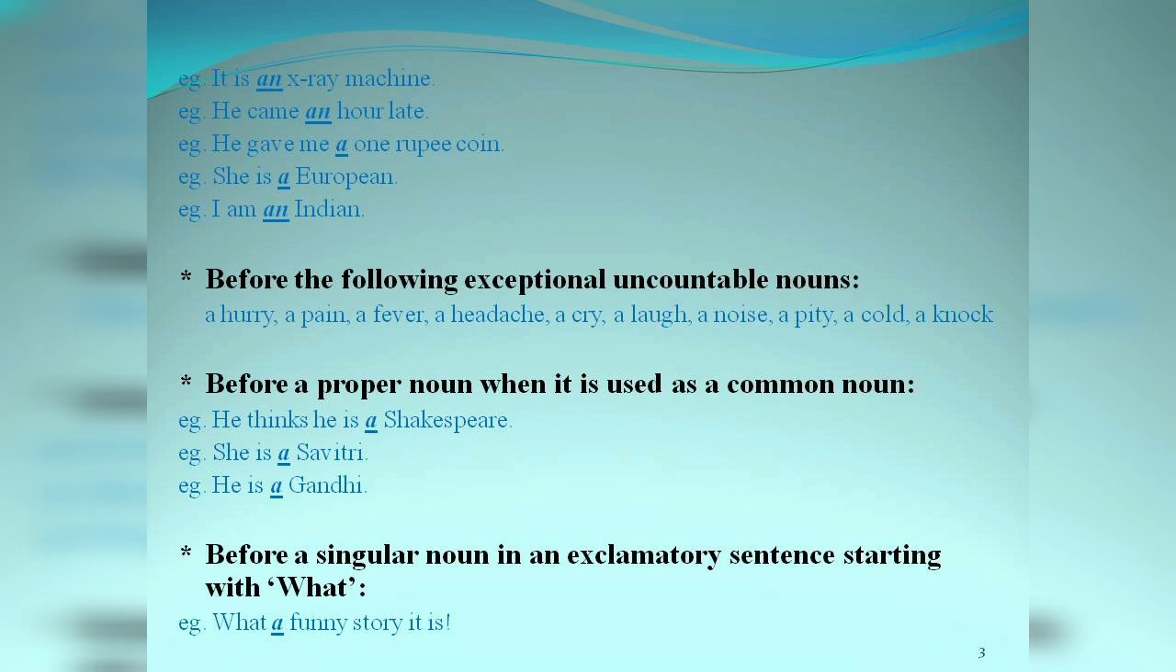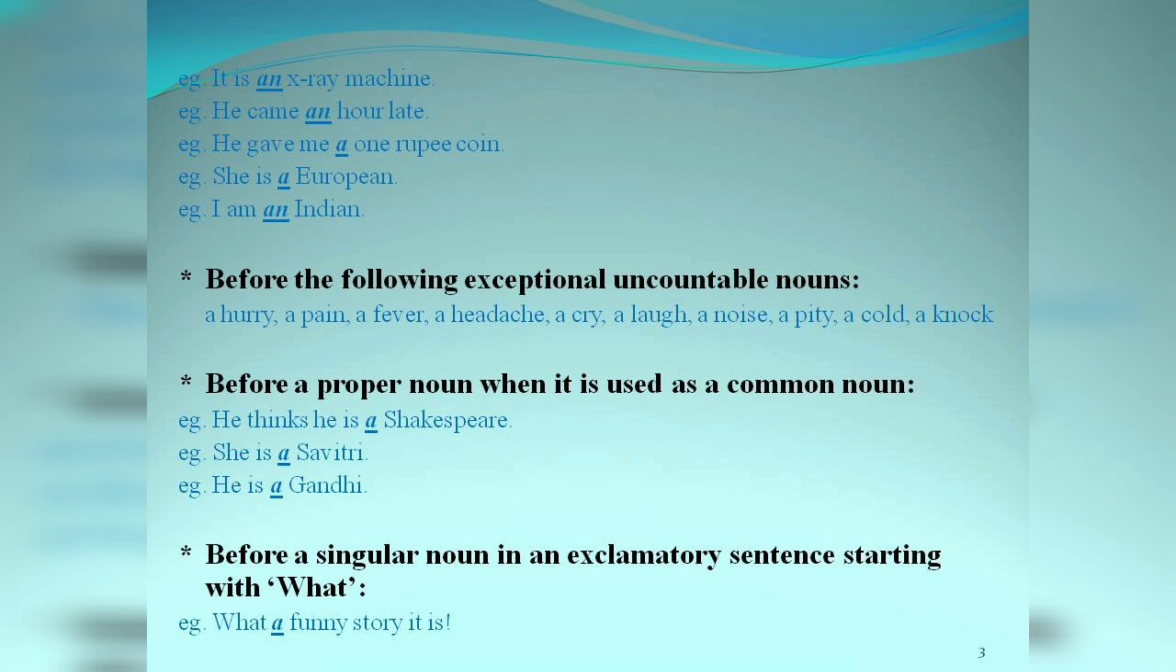Okay, next, the third rule says: before a proper noun when it is used as a common noun. Though we don't use any article before a proper noun, when a proper noun is used as a common noun in a sentence, we must use a or an suitably before it. The first sentence says he thinks he is a Shakespeare. He thinks he is a Shakespeare, but he is not Shakespeare. So here Shakespeare has been used as a common noun because the person is not Shakespeare.